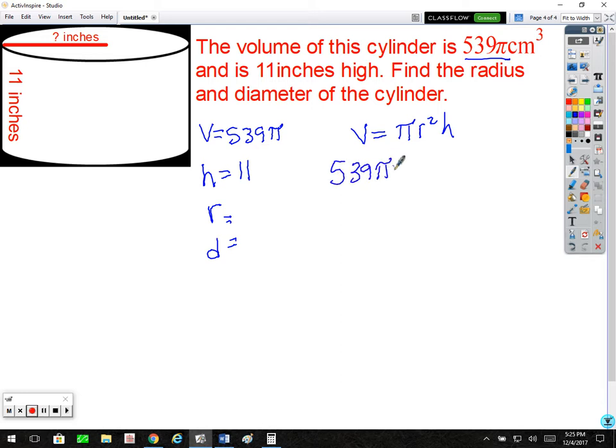539 pi is equal to pi. Radius I don't know, so radius square, but I do know the height. All right, here again, here's what I'm looking for. I'm trying to simplify this all the way down to get rid of to the r. Well, what's not circled is pi over 11. So what I can do is pi over 11. Well, this pi will cancel this pi. 11 cancels 11. I have r squared is equal to 539 pi divided by 11 pi or pi 11.